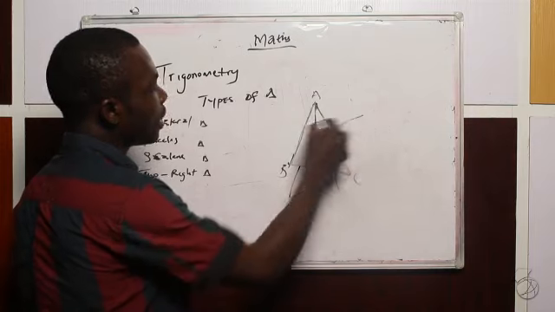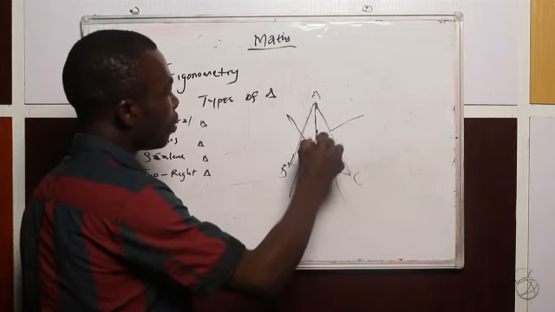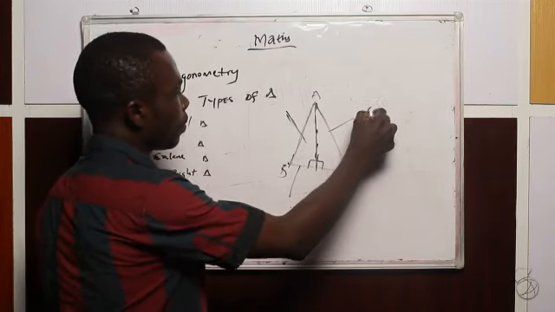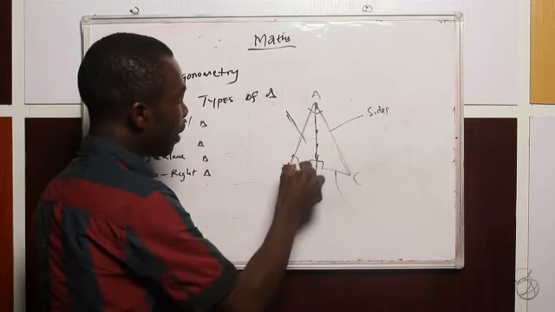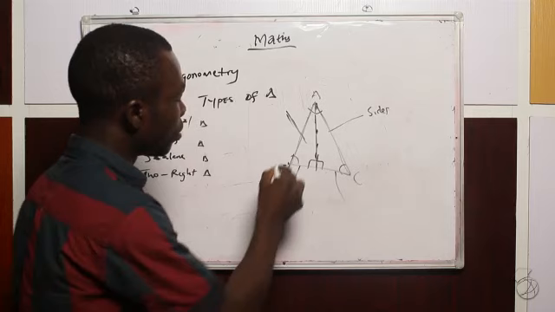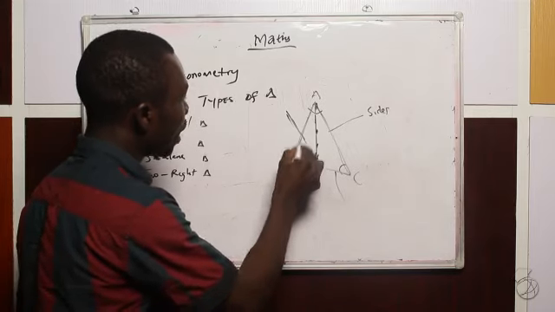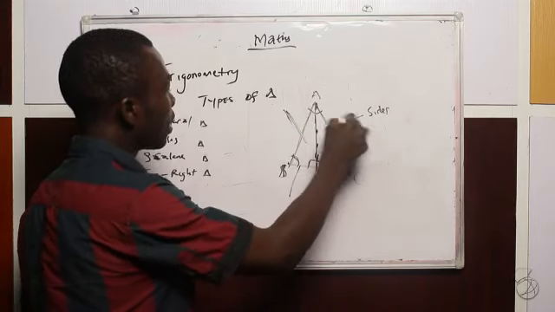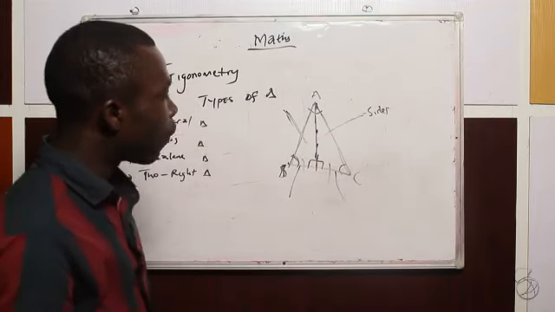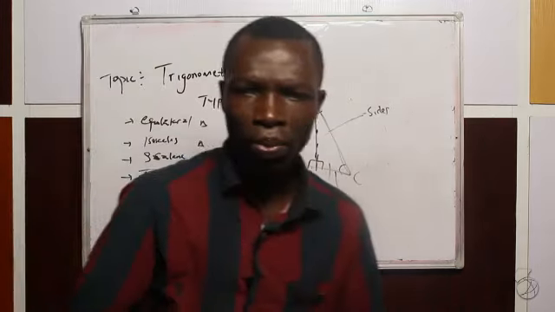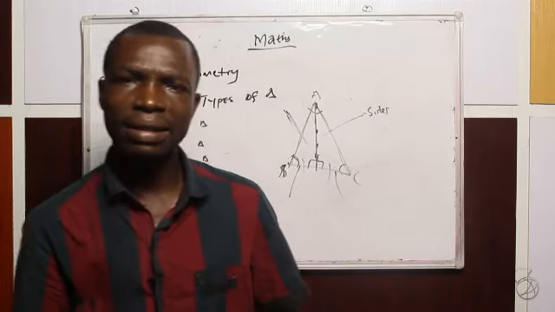The meaning of this region in the triangle is side, while this angle here means angle. This region means side in a triangle. Therefore, a triangle is composed of angles and sides.